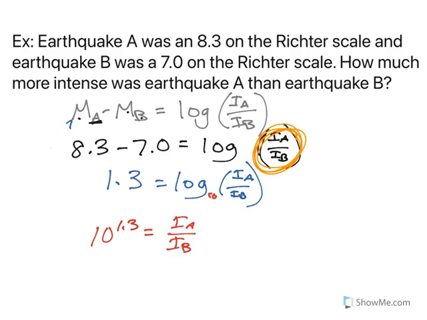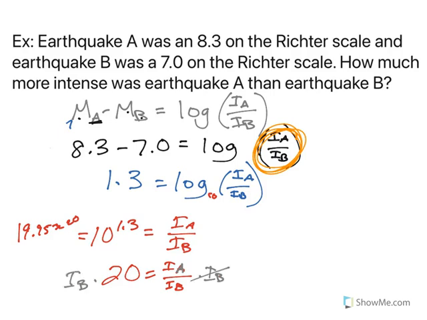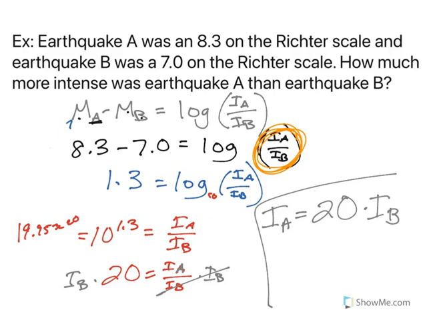Now, 10 to the 1.3 power, if you plug that into your calculator, you get about 19.95. So we're going to round to 20. So we have 20 equals intensity of A over the intensity of B. If I want to isolate the intensity of earthquake A, I would multiply both sides by the intensity of earthquake B. That means the intensity of earthquake A is 20 times the intensity of earthquake B. So it's not that far apart on the Richter scale, but this 8.3 was 20 times more intense than the 7.0.